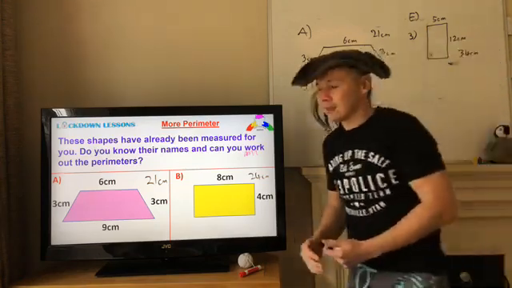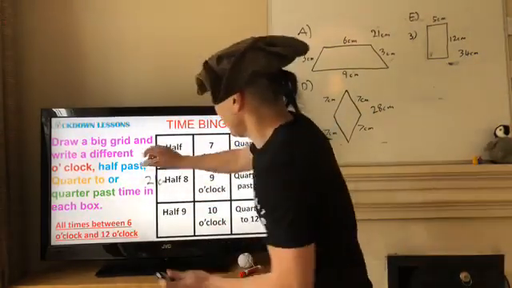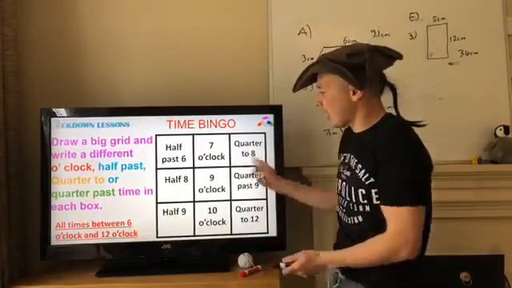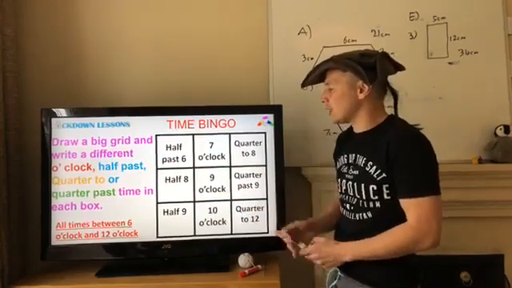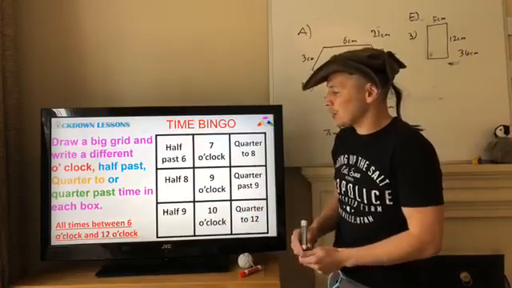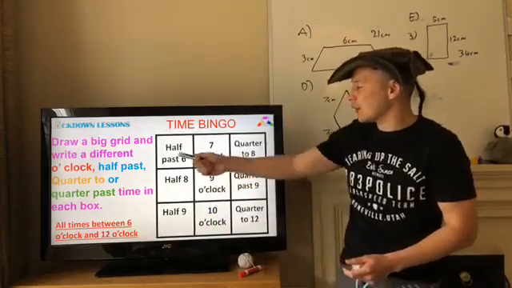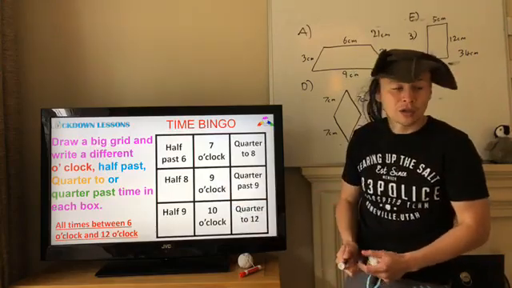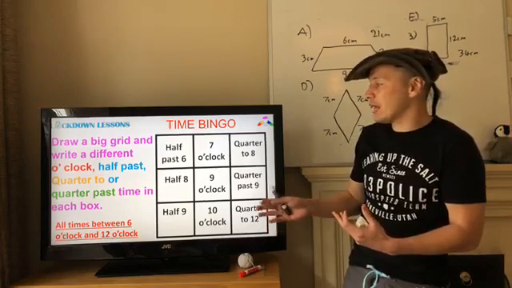Okay, we are going to play time bingo now. So, this is an example bingo card. I want you to get 9 squares, 9 blocks to write your numbers in, but we're going to write times in. And the times you can have is anything between 6 o'clock and 12 o'clock, and you're allowed half past, quarter to, quarter past, or o'clock. So write those in your grid, and then we're going to play bingo with that.